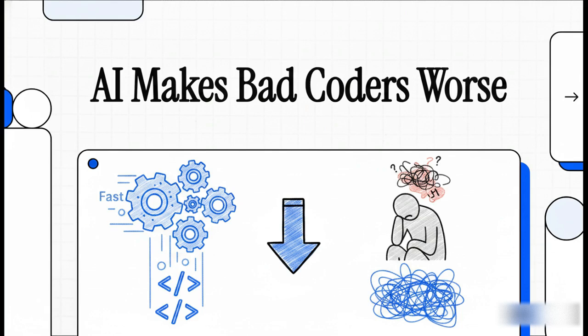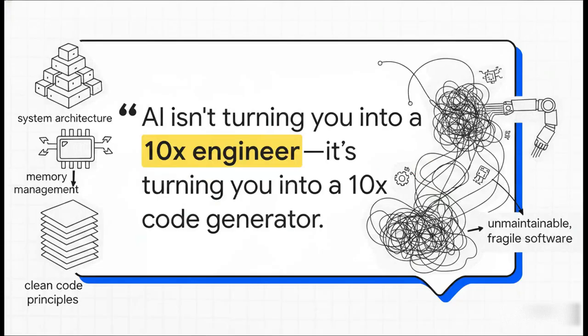But there is a dark side here that simply isn't getting enough attention, and that's exactly what this explainer is all about. We're going to unpack how, surprisingly, AI coding tools are actually making bad developers worse. There's this quote that hits the nail right on the head. And honestly, it's a bit of an uncomfortable truth.